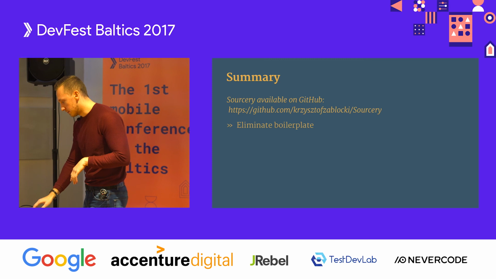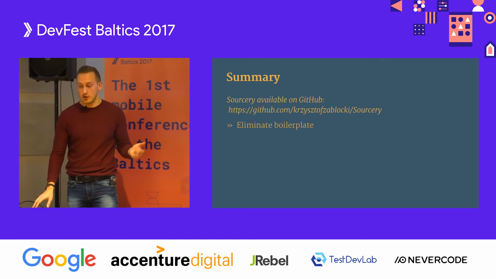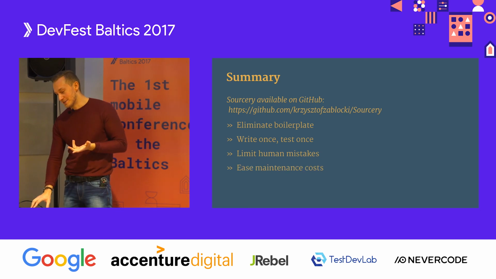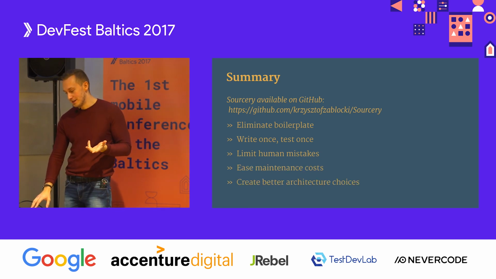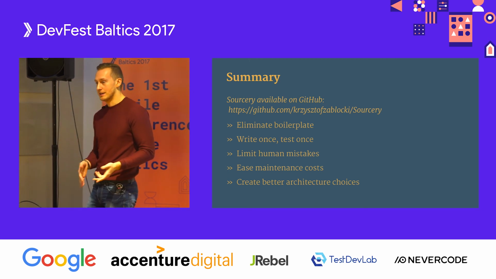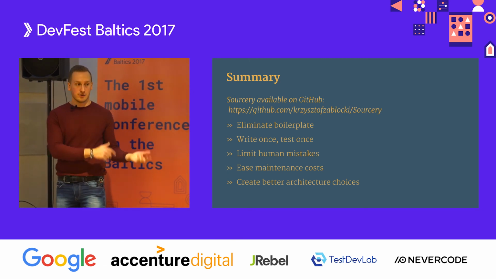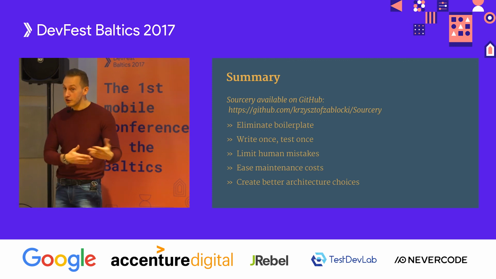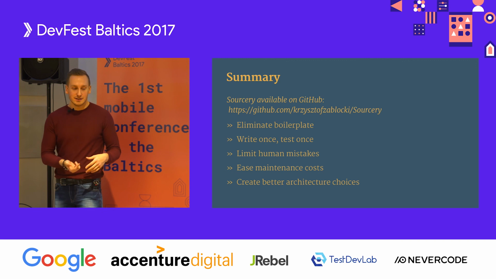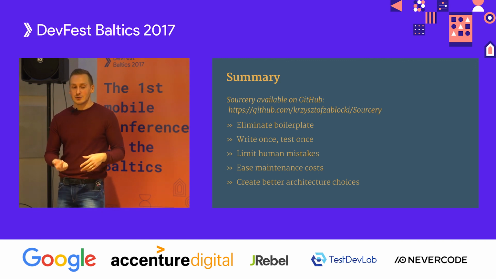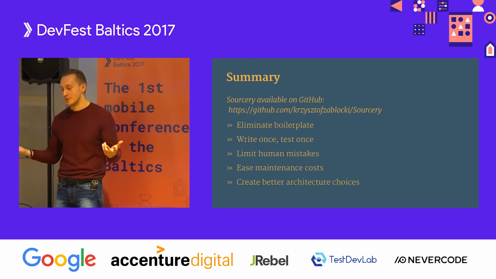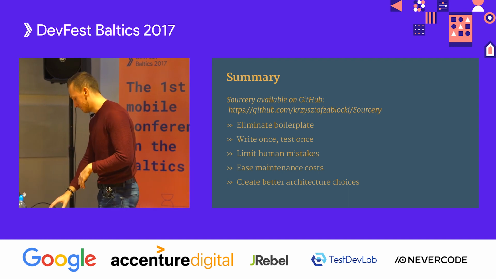It's very powerful, and it allows you to eliminate boilerplate, write it once, test it once, limit human mistakes, and ease maintenance costs. And all of that allows you to make better architecture, an architecture that has fewer bugs, that allows you to focus on what matters for your users and for yourself, for your sanity, because wasting days writing equality for all types, if you add the time together, it's such a waste of time. Like, you could be doing so much nicer stuff.